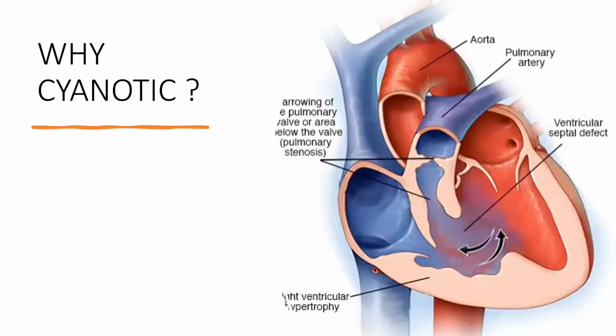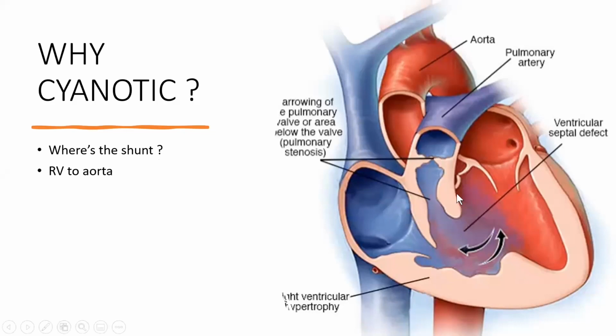We said that the shunt in the TOF is actually from the RV to the aorta. The deoxygenated blood is going from the RV to the aorta because the aorta is overriding. It's an overriding aorta, so the aorta is sitting on the right ventricle. So what do you mean by shunt? You are talking about a right to left shunt. Where is the right to left shunt happening? It is happening at the level of the RV to the aorta.